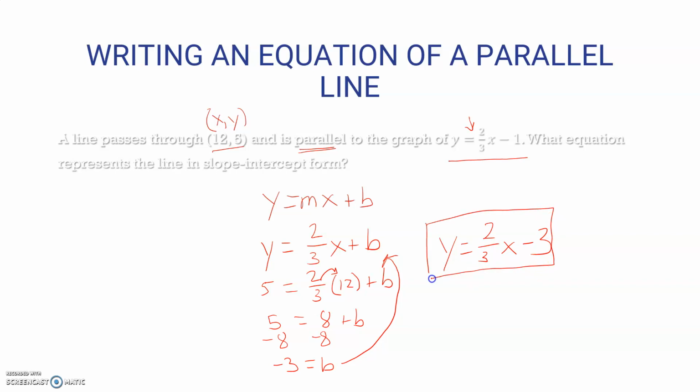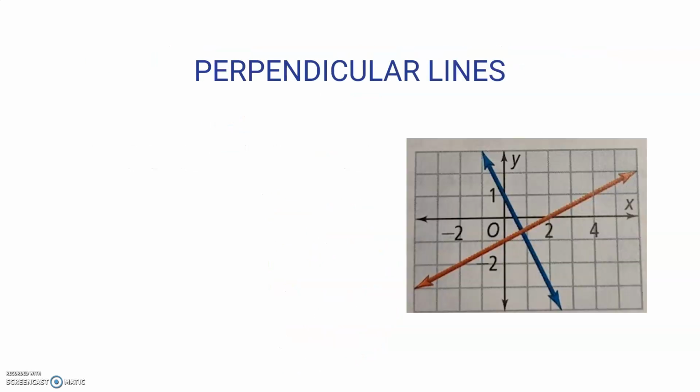So parallel line, different y-intercept that went through the point 12,5. That's the equation of the parallel line. Then for perpendicular lines, as we look right here, we can write our equation.